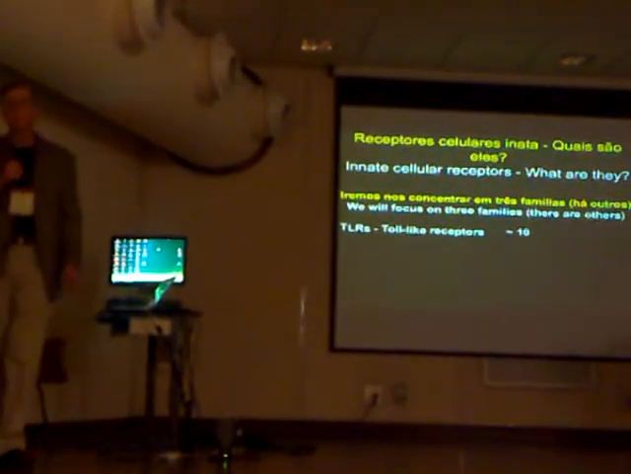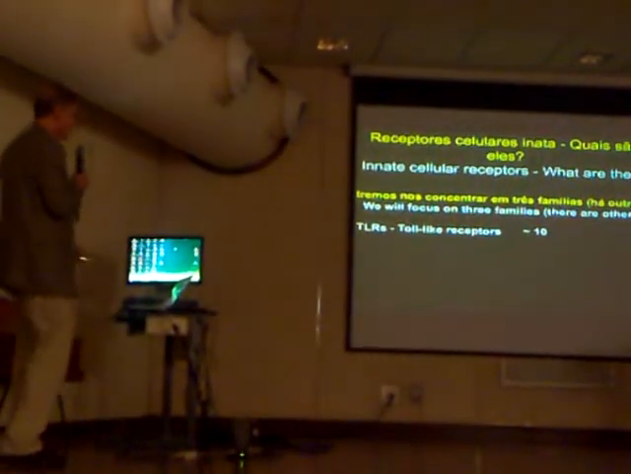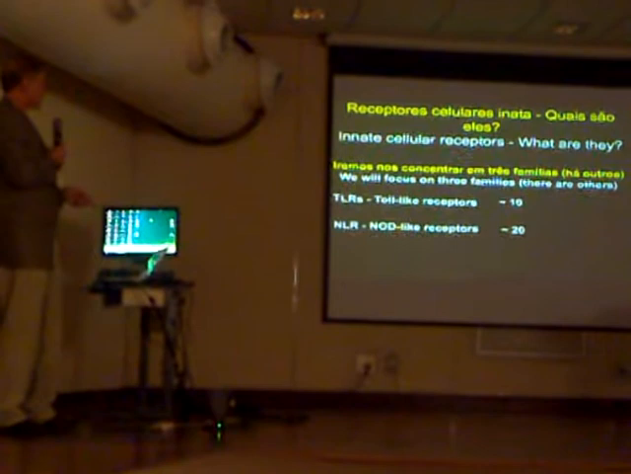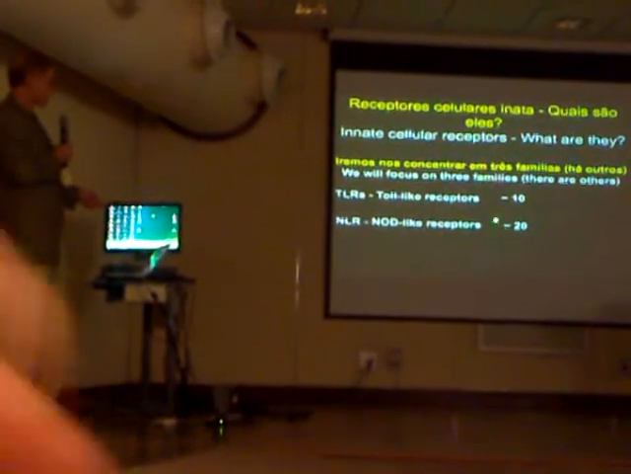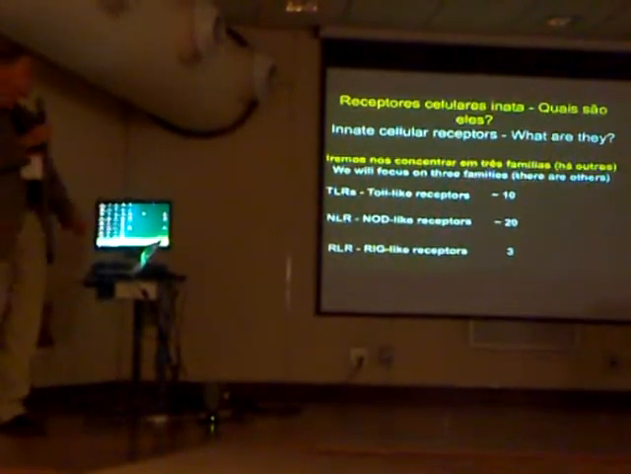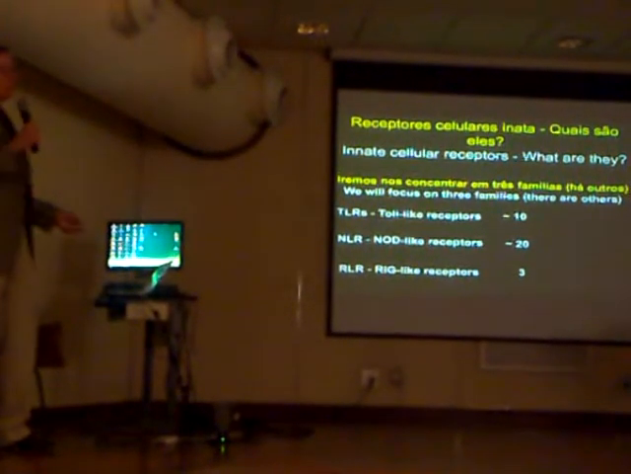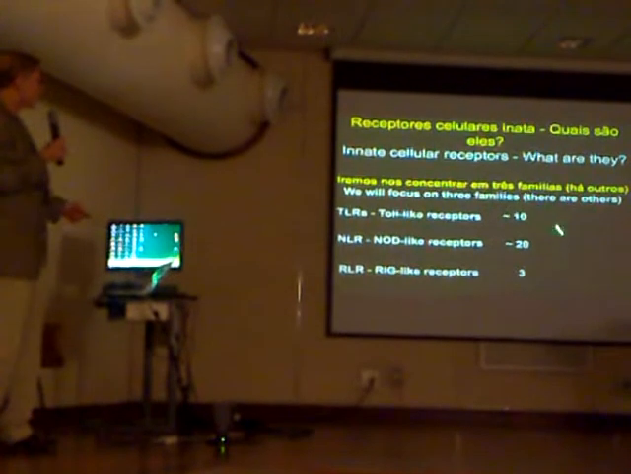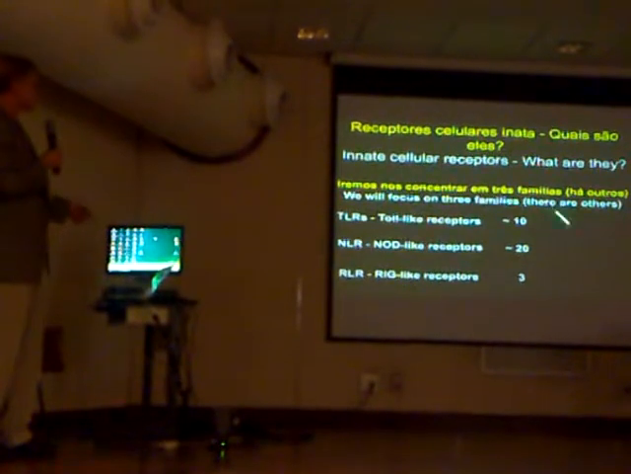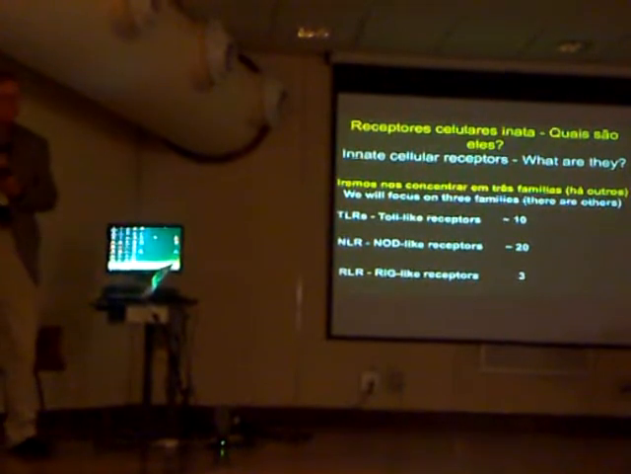So the first, which I assume most of you are familiar with, are the Toll-like receptors. Depending on the species, there's around 10 or so. The second are NOD-like receptors, or NLRs. There are 20 or so of these. And then the third one we're going to talk about are the RIG-like receptors. And there are about three of these. So the leukocytes have various ones of these. So there's a fair number of these receptors to recognize microbes.